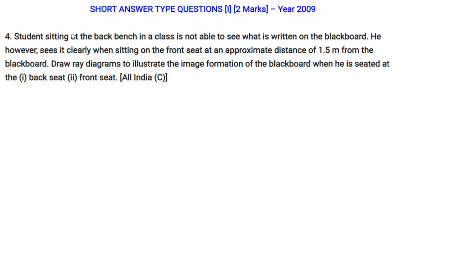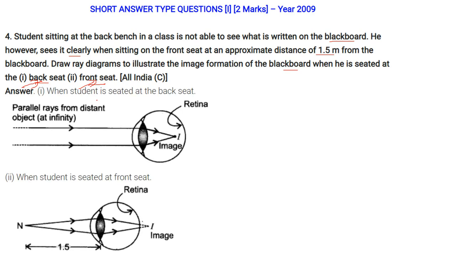A student sitting at the back bench in a class is not able to see what is written on the blackboard. So he can't see the things which are far off. He, however, sees clearly when sitting on the front seat, which is approximately 1.5 meters from the blackboard. Draw the ray diagrams to illustrate the image formation of the blackboard when he is seated at the back seat and front seat. So now he is able to see in the front seat, but not when he is seated in the back row.